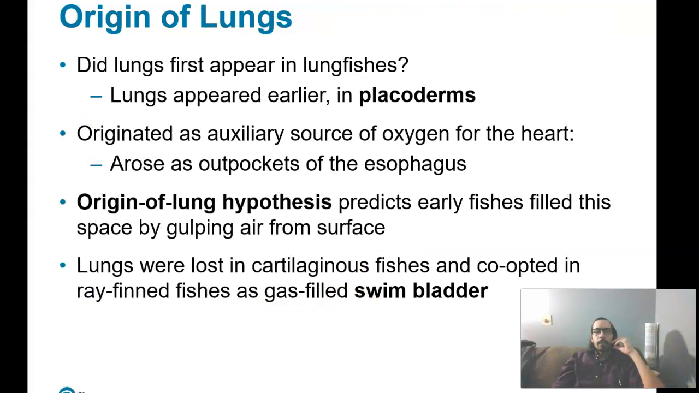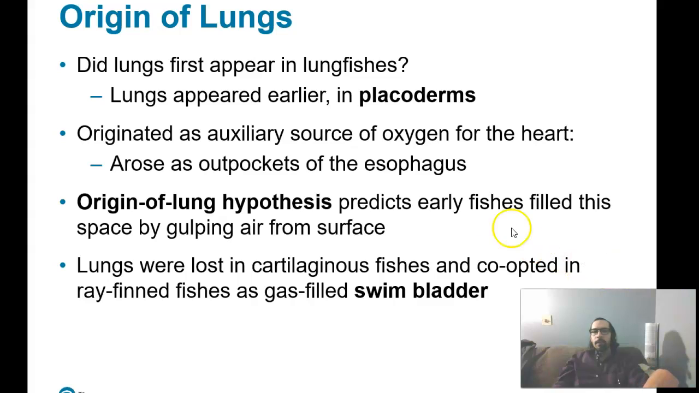Now we're going to look at the origin of lungs. Initially, it was thought that lungs might have appeared first in lungfishes, but it was later discovered that the lungs appeared earlier, in the placoderms. And it's believed that they originated as an auxiliary source of oxygen for the heart.